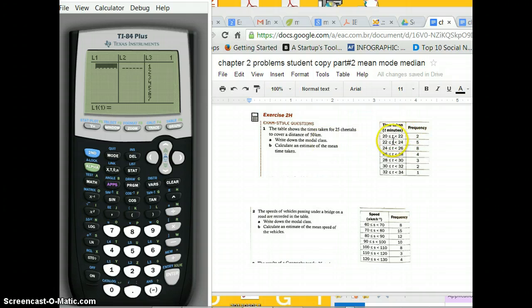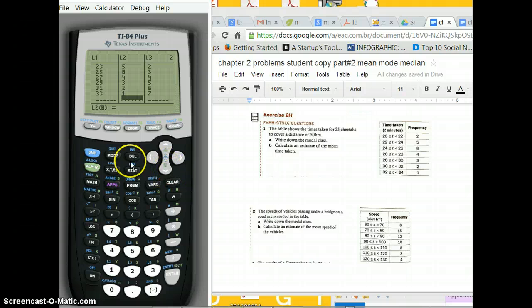So I'm going to put 21, I'm going to put 23, I'm going to put 25, and 27, and 29, 31, and I'm going to go all the way to 33. Okay? Then I go to the next column, and now I'm going to put the frequencies in, which are 2, and 5, and 8, and 4, and 3, and 2, and 1.